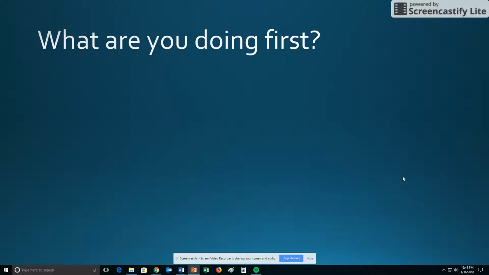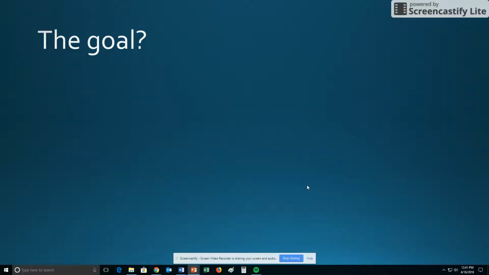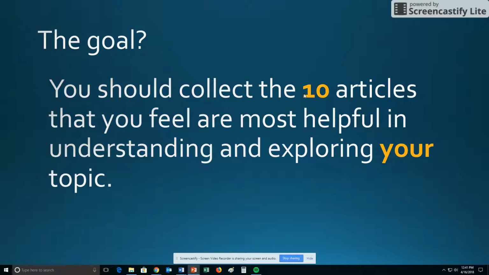So what are you going to do first? You're going to gather the ingredients. That's the annotated bibliography. You're going to do research and figure it out. The goal is that you need to find 10 articles that you feel are the most helpful in understanding and exploring your topic. There'll be a different video that shows you how to do your research, as it were.